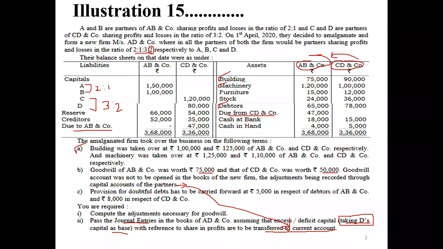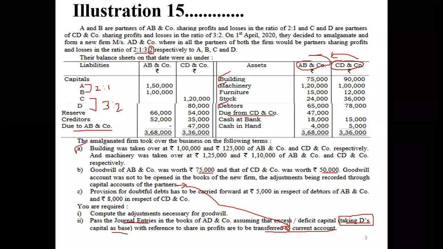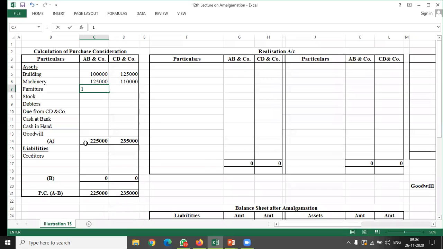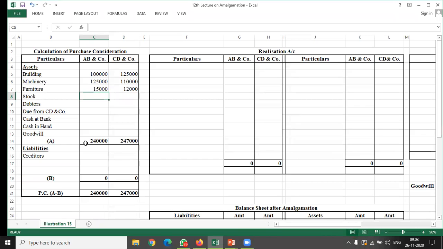When it comes to machinery, it is 1,25,000 and 1,10,000. Okay, furniture, there is no adjustment, so we will take it as it is, only 15,000 and 12,000. Stock, same value you have to take, book value 24,000 and 36,000.